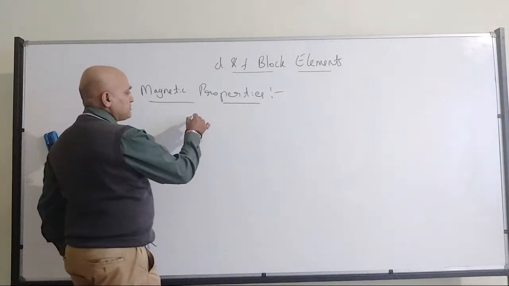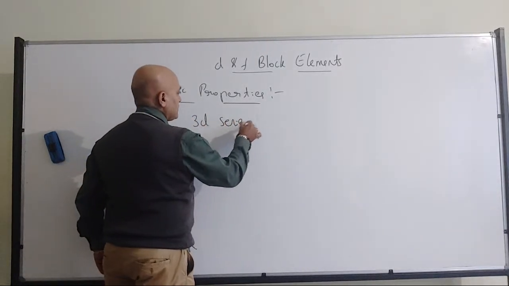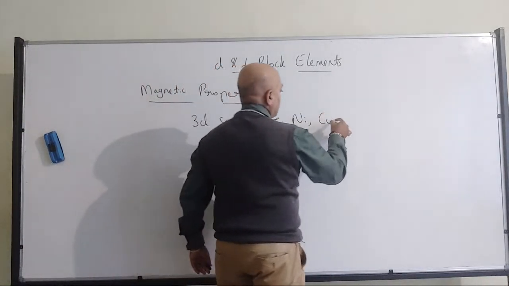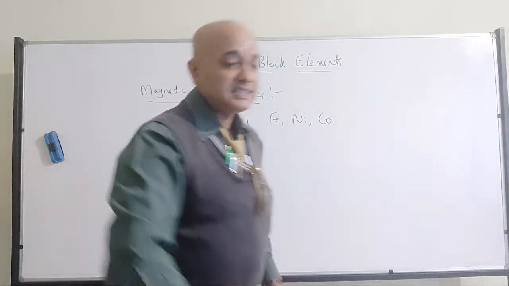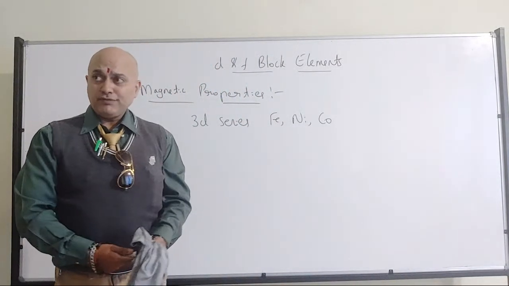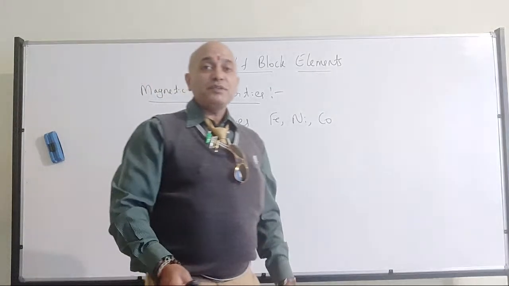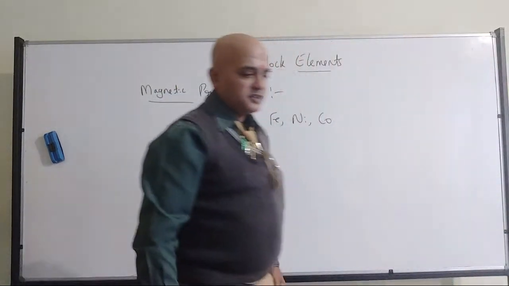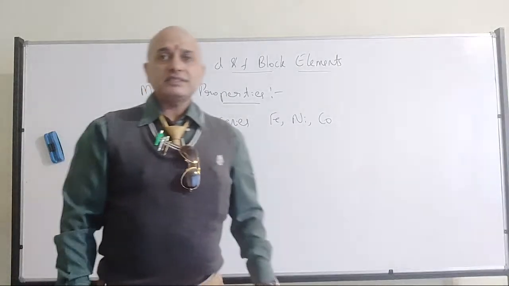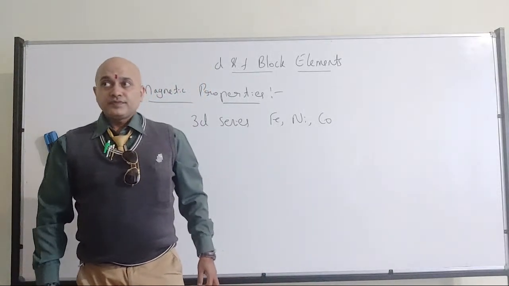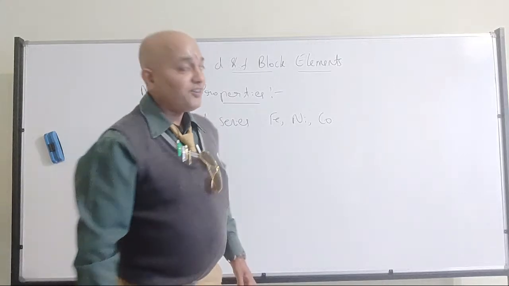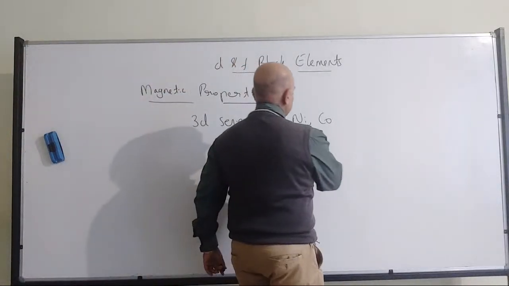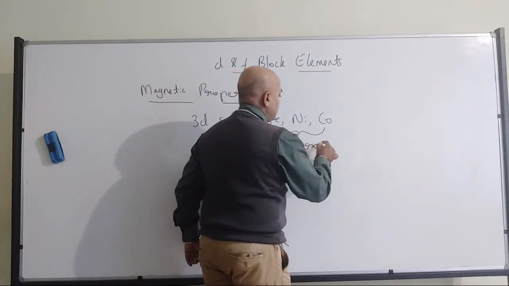And all of us will know that when it comes to the 3d series, we have iron, nickel and cobalt. So these are some of the examples of whatever I have written on the board. Anyway, we have discussed this one in the solid state topic. Ferro or paramagnetic? They are ferromagnetic in nature.